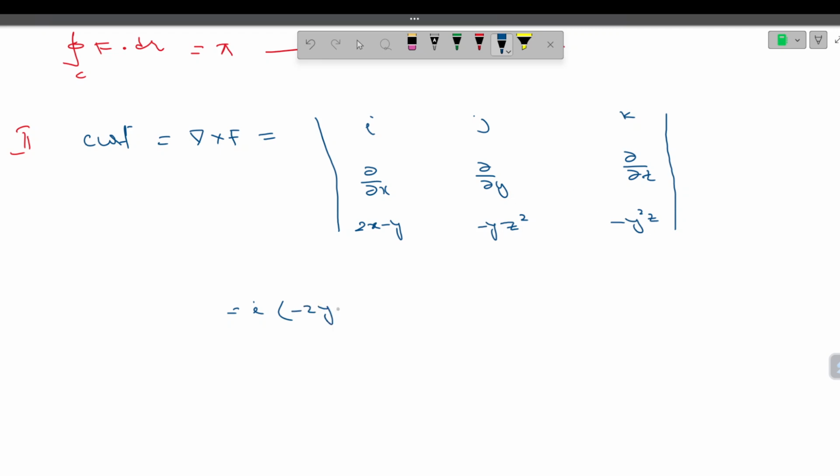So dou by dou y, minus 2yz, dou by dou z, minus of minus, plus 2yz, minus j. If you take dou by dou x of this, it is 0 minus 0, plus k of, if you go for dou by dou x, this is 0 minus dou by dou y of minus, this is 0, this is minus 1, minus of minus is plus 1. The same thing gets cancelled. We are left with k. So del cross f equal to k. We got k.